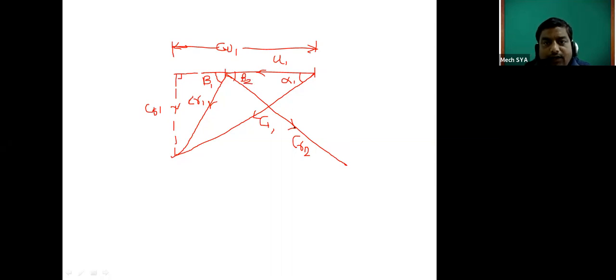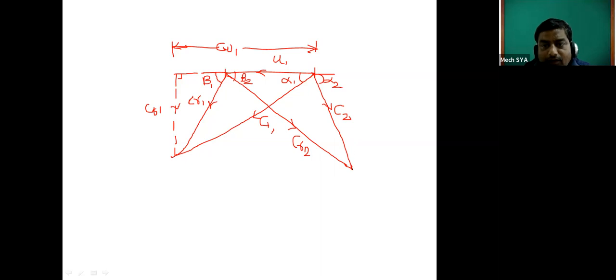Now U and CR2 also have some relative difference. When we join these two, the component we get is called C2, the absolute velocity of steam at outlet, and the angle is denoted by alpha 2. This is C2, and this is alpha 2, the nozzle angle at outlet. Whatever angle C2 makes with the tangential direction is called alpha 2.